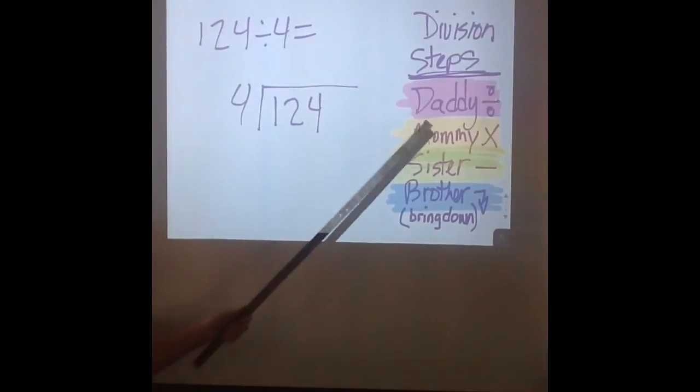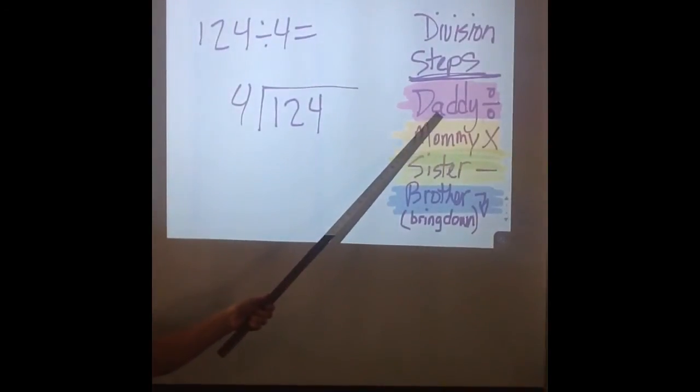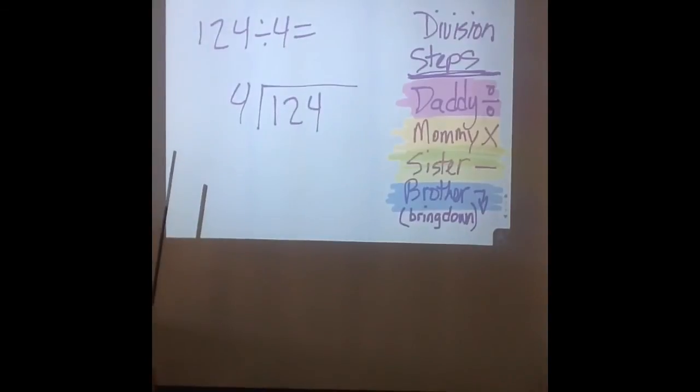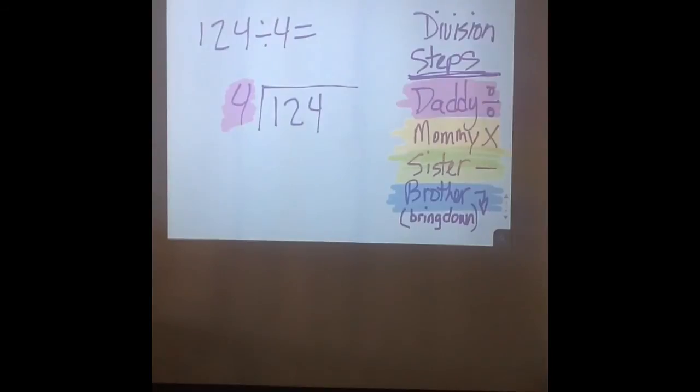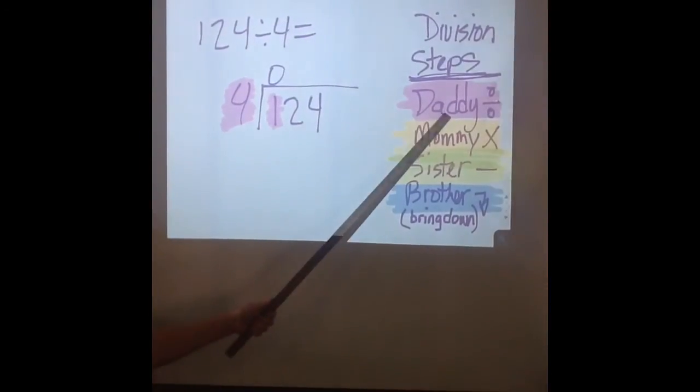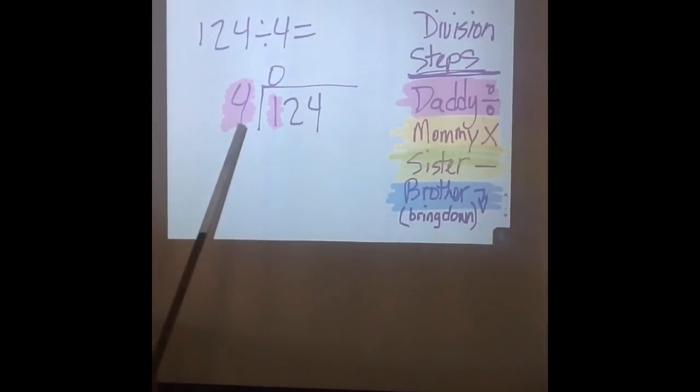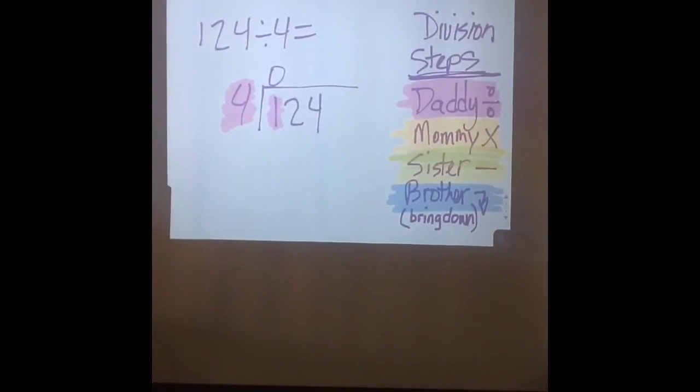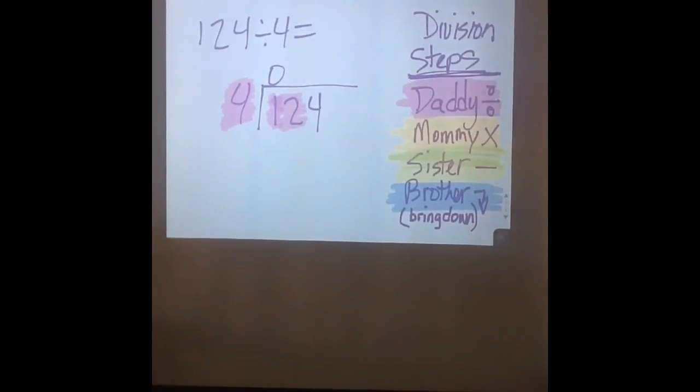Ready? What's the first thing we do? Daddy divide. So we ask what question? How many 4s are in 1? 0. So I'm going to put a 0 over the top. Now I'm going to ask the Daddy divide question again. How many 4s are in 12? 3. Because we know 4 times 3, right?